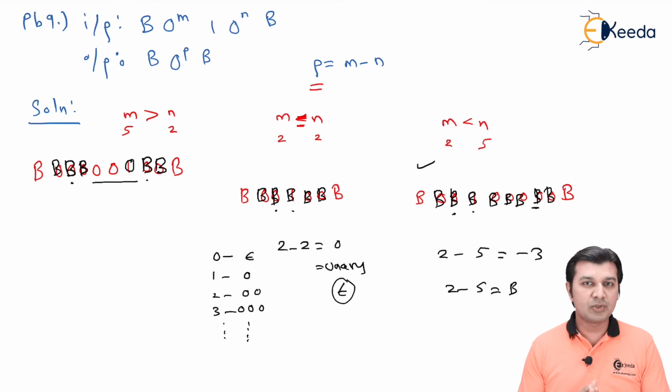Fine. But at least one thing is clear, that when I say 5 minus 2, the output has to be 3 zeros. When I say 2 minus 5, the output has to be all blanks. And when I say 2 minus 2, the output has to be a single epsilon. So with that thought process in mind, let's go ahead to design the implementation function or the transition diagram.